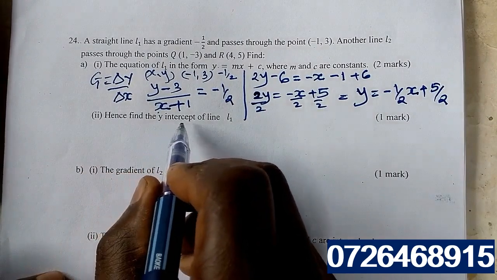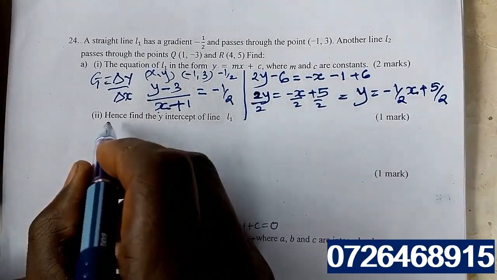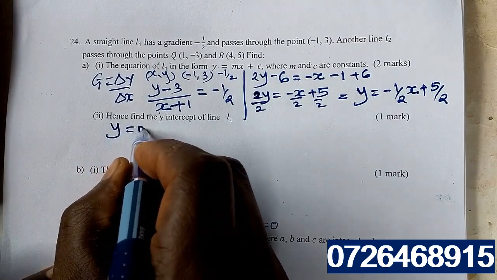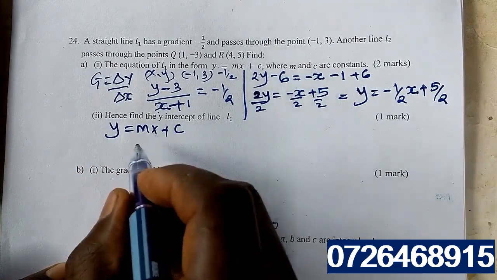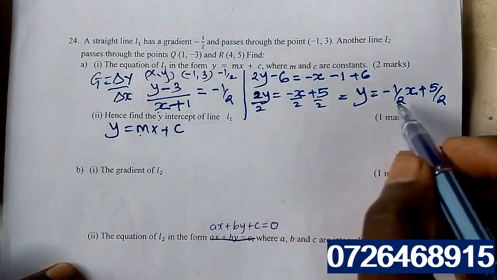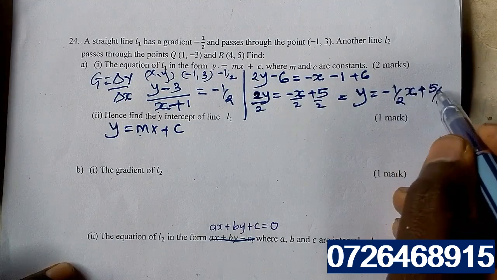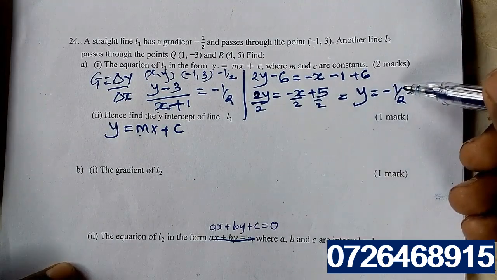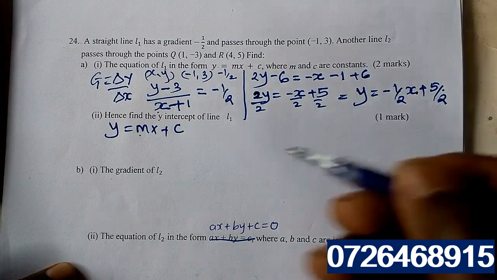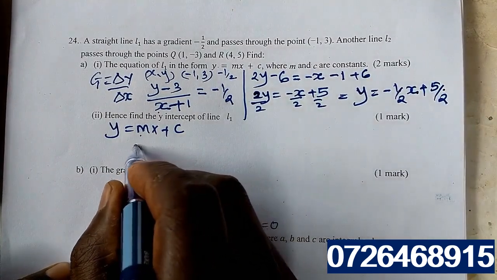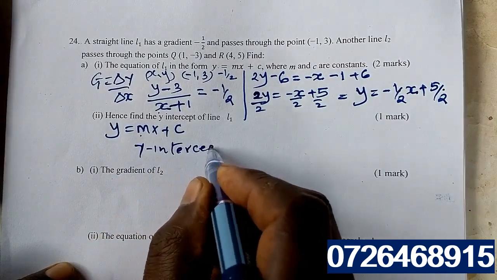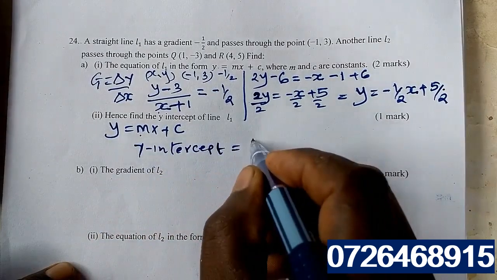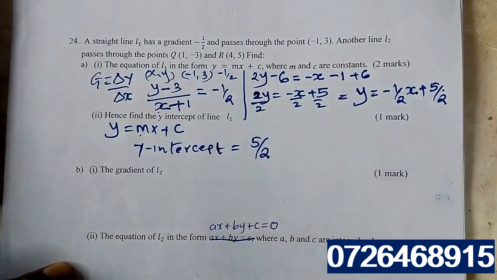Hence, find the y-intercept of this. Whenever you write y equals mx plus c, c is the y-intercept and m is the gradient. So for us to get the y-intercept in this equation, this is the gradient, and this is c. So the y-intercept is equal to 5/2.